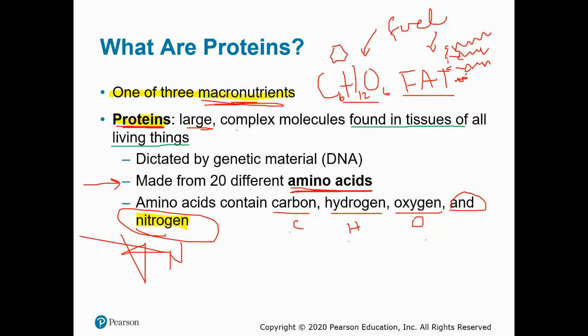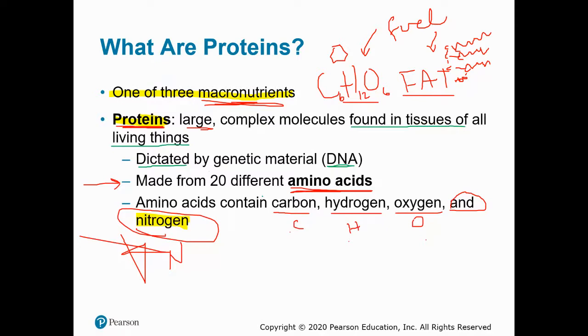Proteins are also these complex molecules that we assemble or make ourselves. And so this line here that proteins are dictated by genetic material or our DNA, what that means is that our DNA quite literally codes for the proteins that our bodies will make at any given time. So whereas with like fat or carbohydrate, we basically utilize what we get from our food. With proteins, it's a very different story.